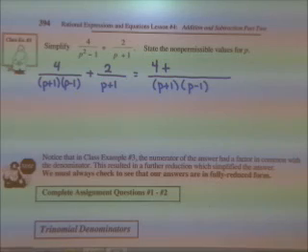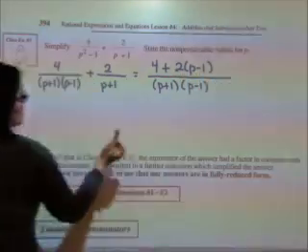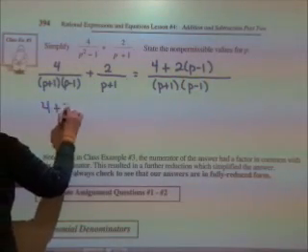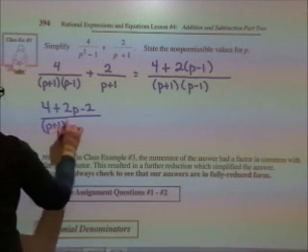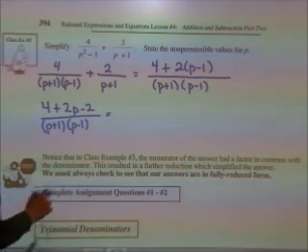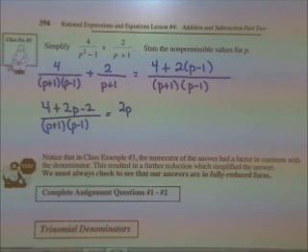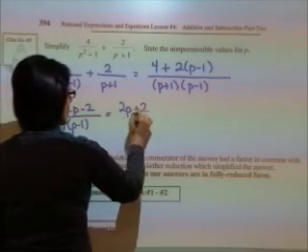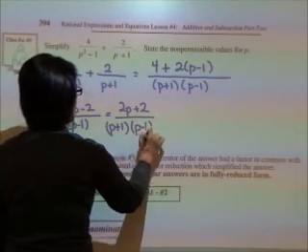What would I multiply the 2 by? So when I remove the brackets, 4 plus 2p minus 2, and I get 2p. What's 4 minus 2? 2. Do you notice anything about 2p plus 2?